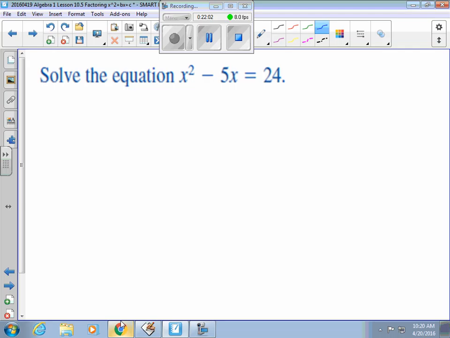One more time on the back. X squared minus 5x is equal to 24. Solve this one.